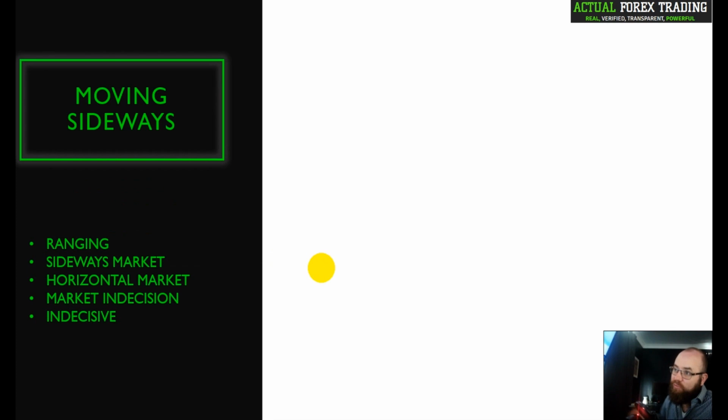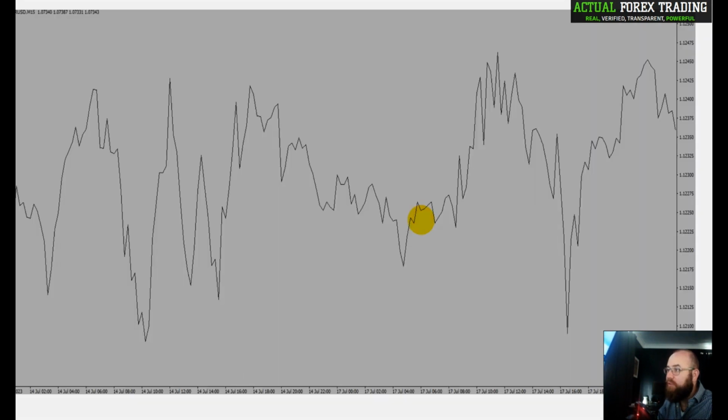When markets move sideways, there are lots of different terms that can be used to describe this sideways market. That is ranging. Sometimes people will say price is ranging. They mean that price is moving sideways. A sideways market, a horizontal market, market indecision, or indecisive. If someone says Euro US dollar is looking very indecisive, they mean that price is moving sideways with this sideways market. So let's look at a range. Let's look at a sideways direction.